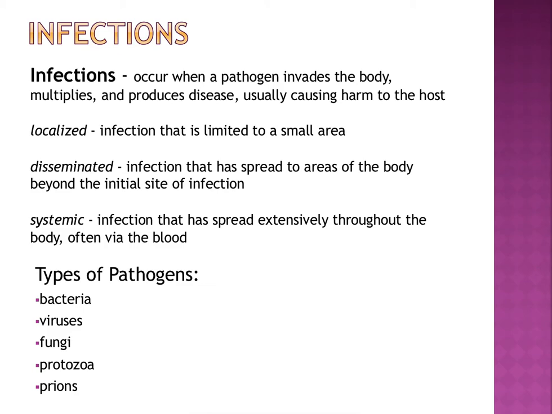Systemic, so infection that is spread throughout the body, often via the blood. So just like the blood brings nutrients and also tries to filter and clean stuff out, the blood can also be the pathway in which infection can spread. So types of pathogens: bacteria, viruses, fungi, protozoa, and prions.